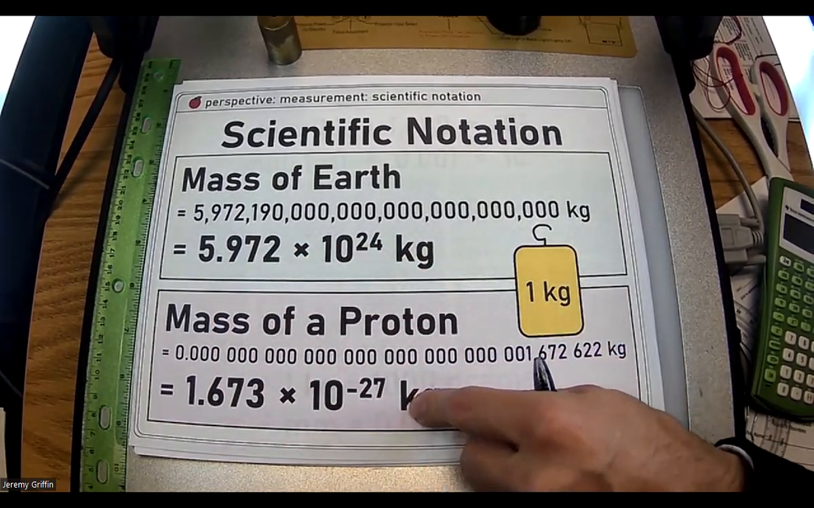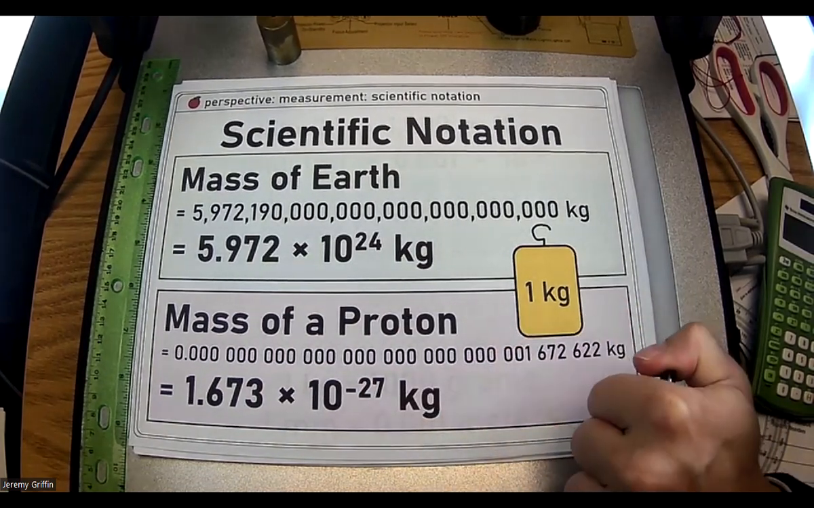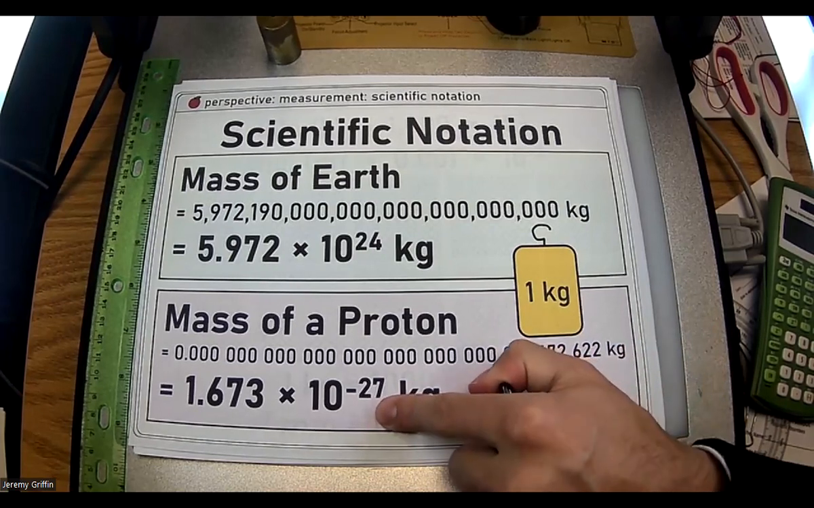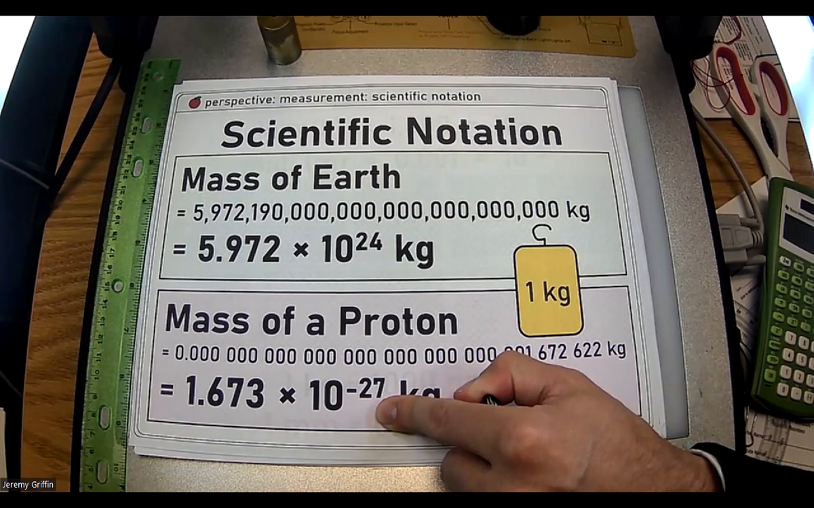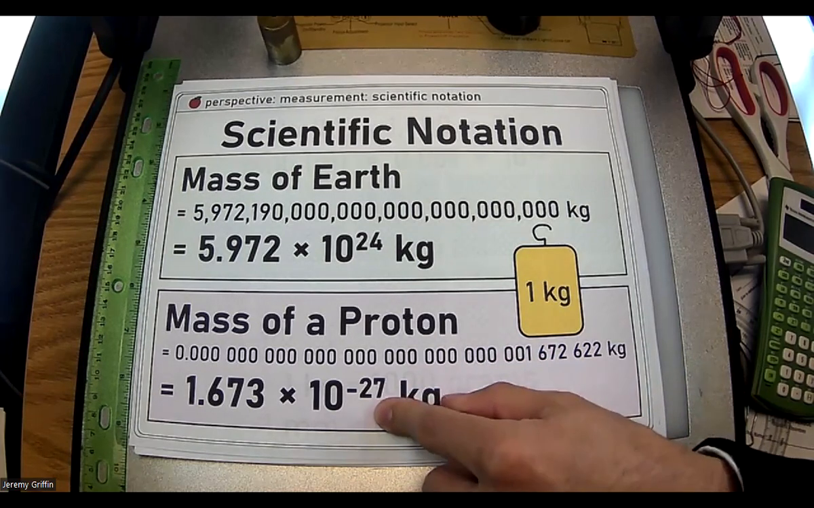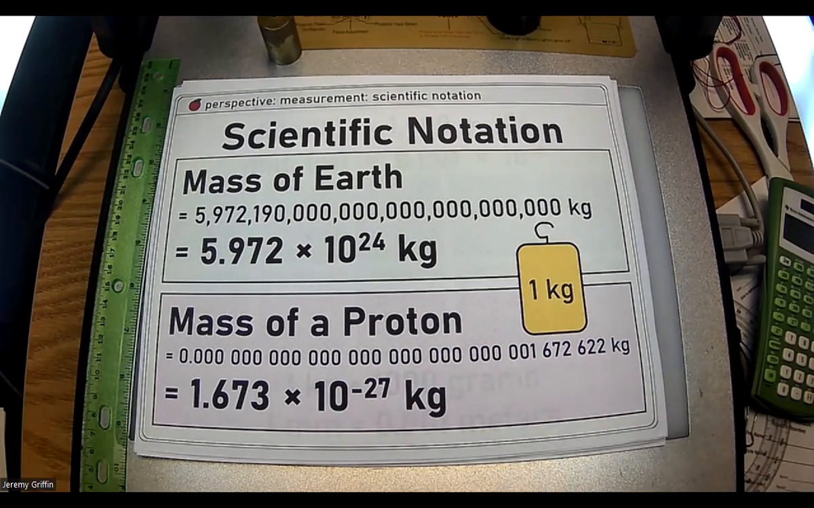Okay, let's go smaller. Mass of a proton, a tiny number of kilograms. Remember, kilograms is the base SI unit. Negative exponent. Guys, do negative exponents make numbers negative? No, they just make the numbers really small. So 10 to the negative 27 is like dividing by 10 and doing that 27 times.